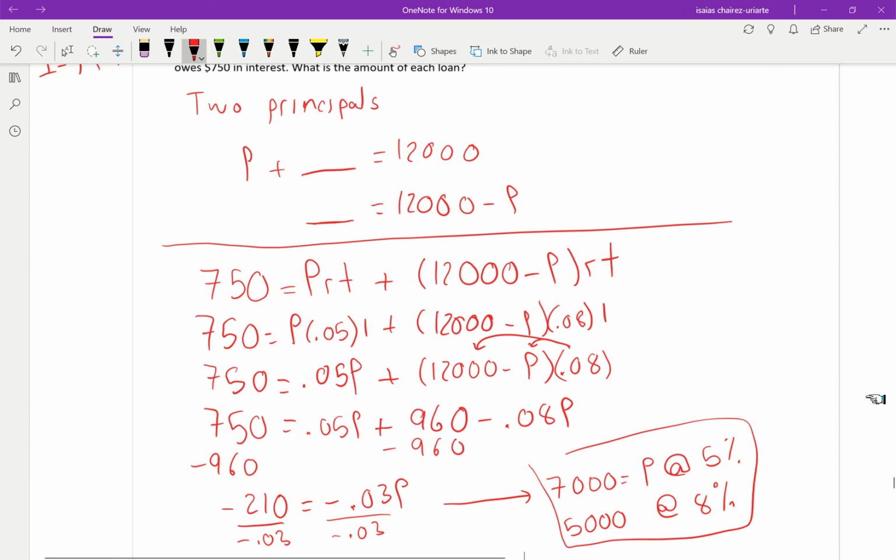Okay, so that's it for this section. These word problems are definitely tricky and require some practice. So practice them. Hopefully your homework will also give you the opportunity to practice them.